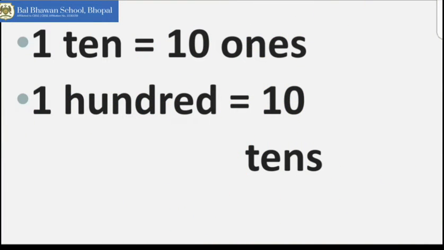So let's start. Before we learn the method of subtraction of 3-digit numbers, first we'll do some revision. You have already done subtraction in semester 1 book. So ma'am is doing a revision here: 1 ten is equal to how many ones? Yes, 10 ones. And 1 hundred is equal to how many tens? 10 tens. So you should know all these values and you should learn it also.